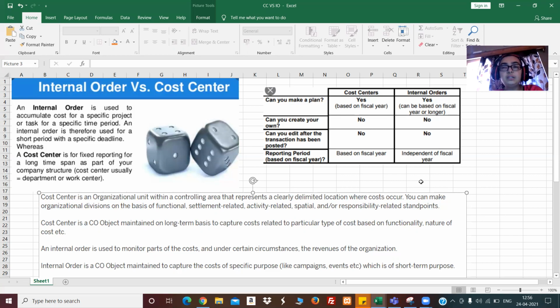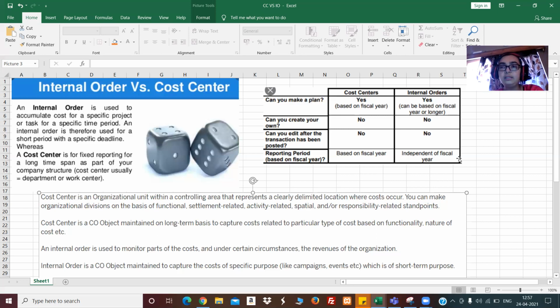The purpose of an internal order is also to capture the cost belonging to a particular object and belonging to a specified span of time. Let me give an example. A company has various departments, and a company holds an event as well. For example, a car manufacturing company, Maruti Suzuki.